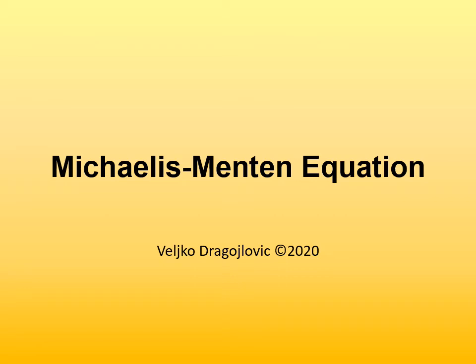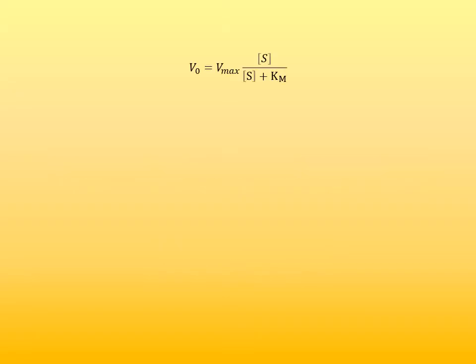Behavior of simple enzymes, or reaction kinetics of simple enzymes, is explained by the Michaelis-Menten equation. The Michaelis-Menten equation is shown here. Initial rate equals maximum reaction rate multiplied by concentration of substrate, divided by concentration of substrate plus Km, which is the Michaelis constant. What the Michaelis constant is, and the derivation of this equation, is explained in the previous presentation.